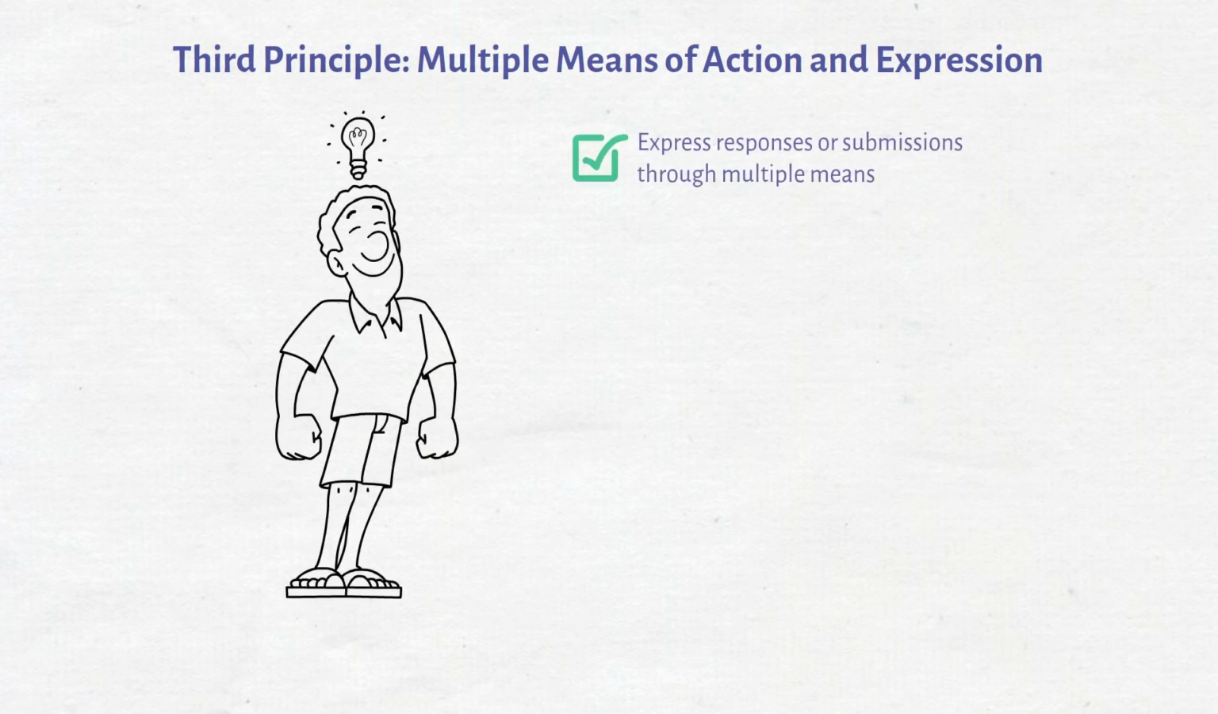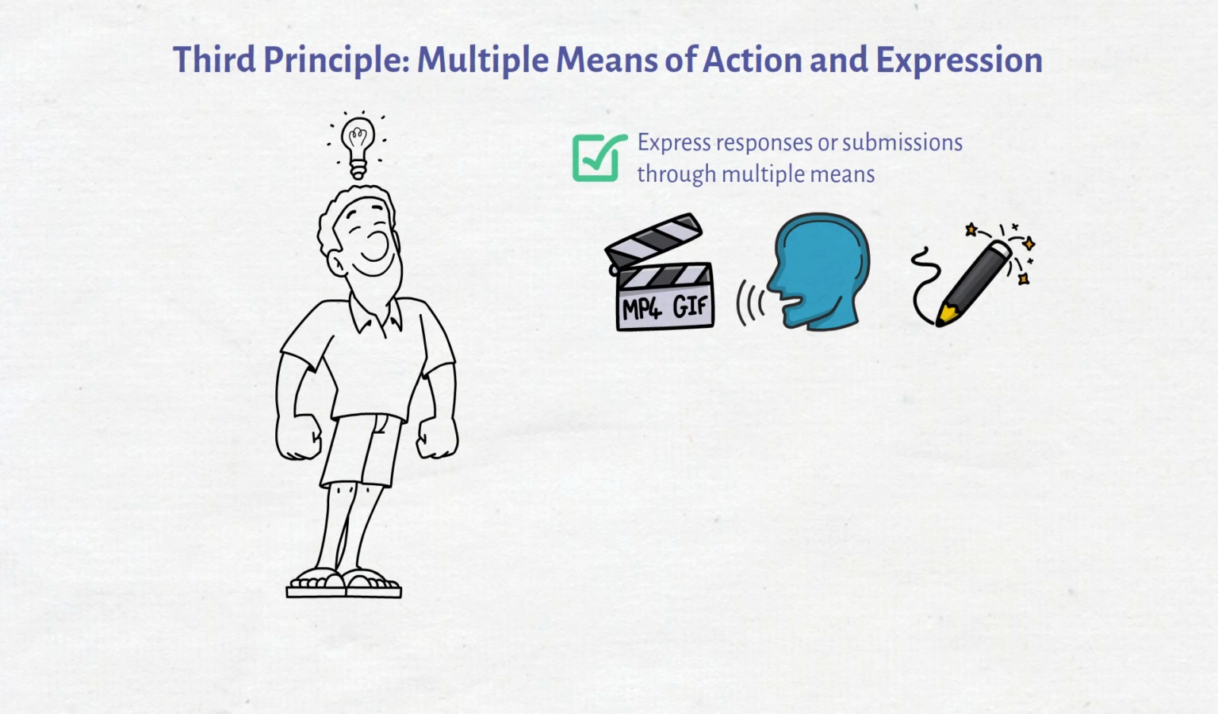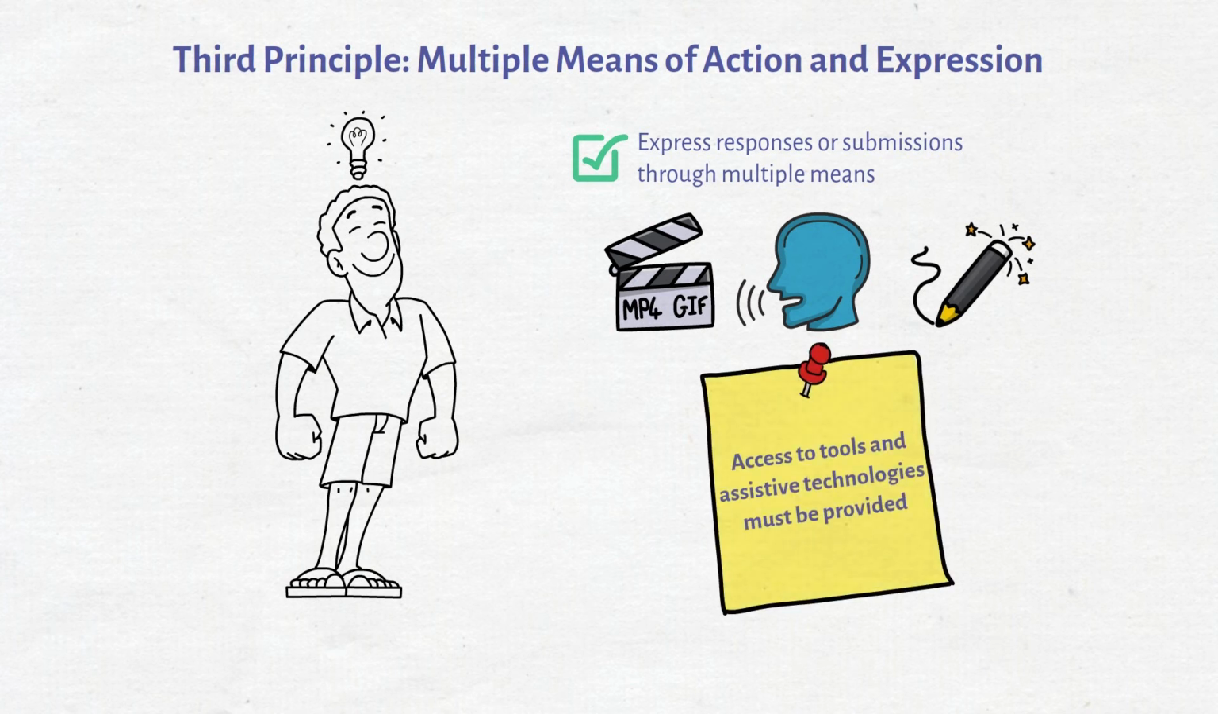The third UDL framework principle is to provide multiple means of action and expression. This principle urges teachers to provide students opportunities to express responses or submissions through multiple means. Other than traditional forms of assessment submissions, it is beneficial to vary modes of student response and communication. Students can express what they have learned by creating their own videos, recording audio, and through drawings, paintings, or posters. Access to necessary tools and assistive technologies, which help students express themselves effectively, must be provided to promote student expression effectively and equitably through multiple means.